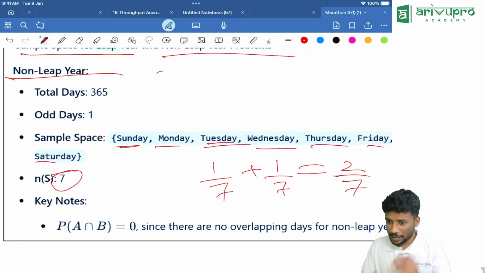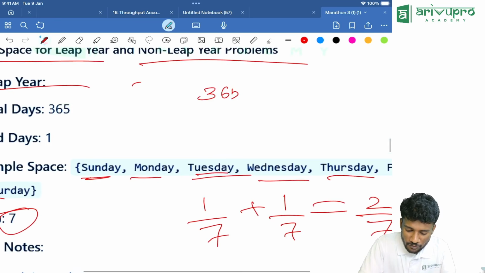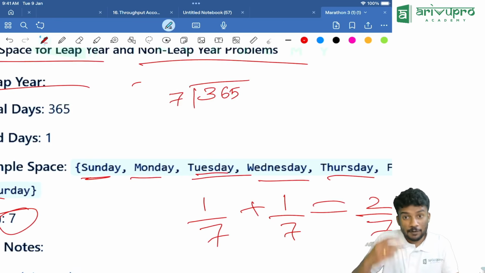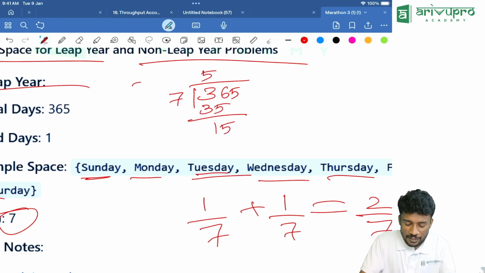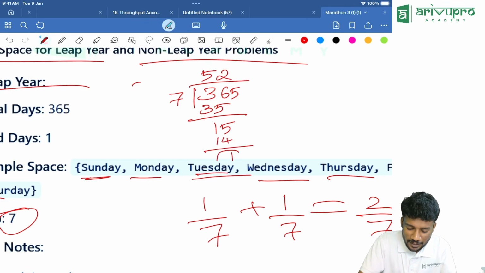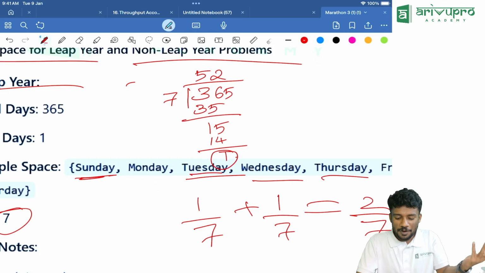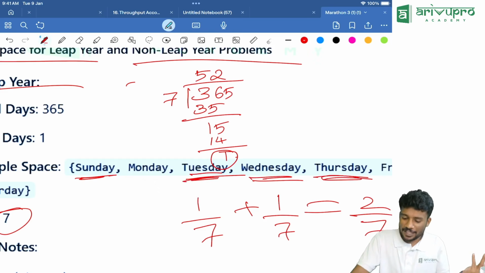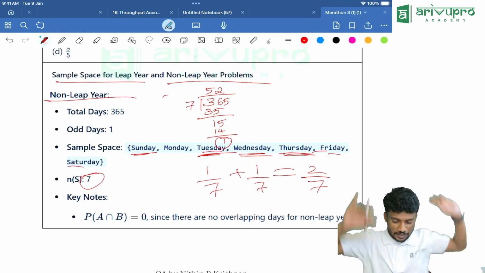Are you remembering things? Yes, back then I would have written 365 divided by 7, and then I would have said a dialogue: go back to your first standard and do the division. That is 5, then 35 will come. Then what is remaining? 15 will come. Then 7 into 2 is how much? 14. Then one remainder is there. What is that one remainder? It can be either a Sunday, Monday, Tuesday, Wednesday, Thursday, Friday, or a Saturday. That was the thing.